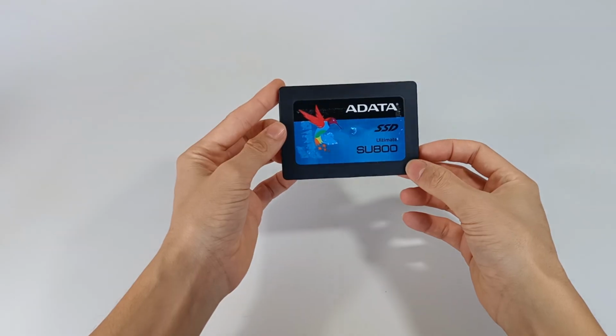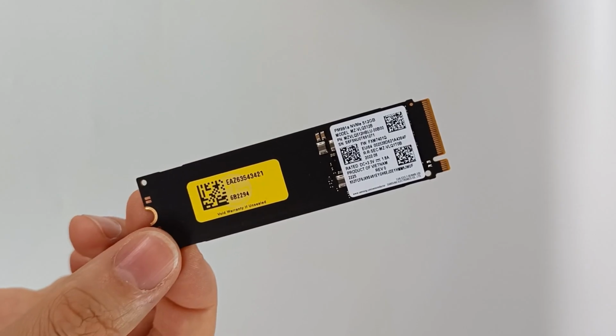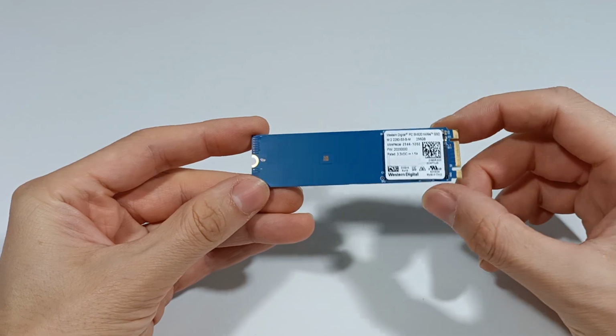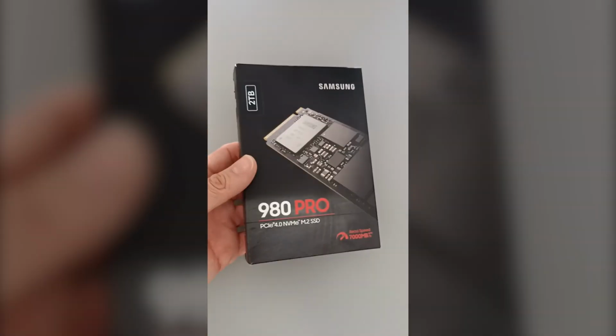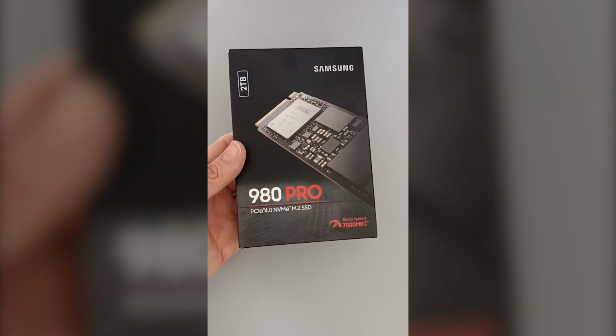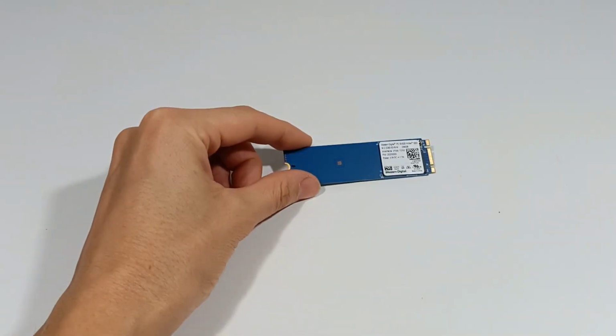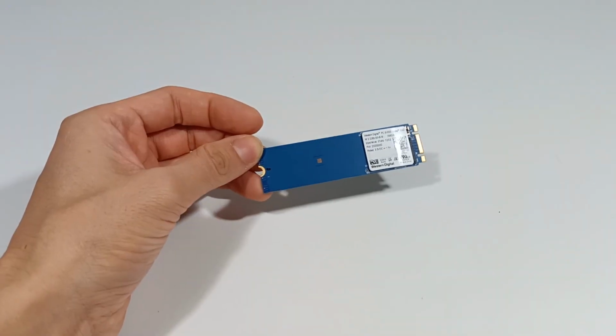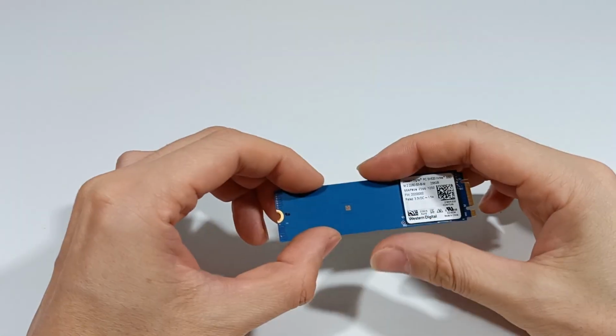I have shown several types of SSDs with various formats and storage capacities, and one of the best M.2 SSDs, the Samsung 980 Pro with 2 TB of capacity. But today I'm going to show you a versatile M.2 SSD with potential.